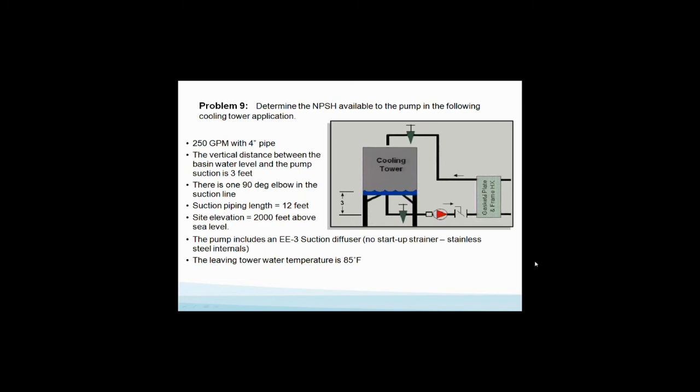I'm at 2,000 feet elevation, so my elevation is up, and that's going to reduce the absolute pressure available from the atmosphere. It's going to be lower than 14.7 pounds absolute, and this is going to take care of it. I've got a suction diffuser, EE-3, and I'm going to use leaving cooling tower water at 85 degrees because I'm pumping cooling tower water at 85 degrees. And when you're doing NPSH calculations, that water temperature is critical because that gives you the vapor pressure of the liquid you're pumping. So you got all that information. Let's go see what we do with it.